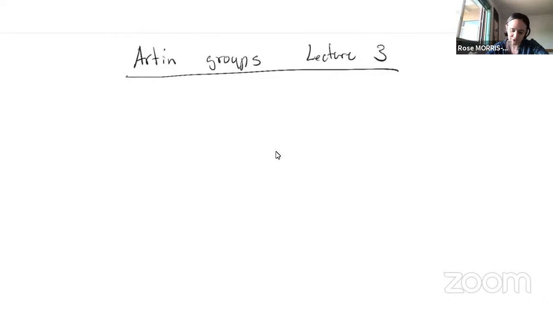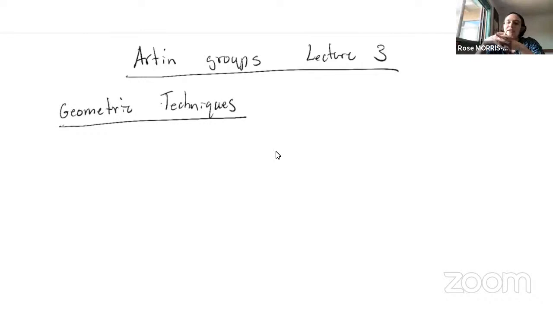So my goal for today is to talk a little bit more about geometric techniques for studying Artin groups. We are, after all, geometric group theorists, so this is really what we're interested in, right? On Tuesday, I started talking about the Garside structure and some of the algebraic things that you can do with Artin groups. One of the things that we saw was that many things algebraically really only work for finite type Artin groups.